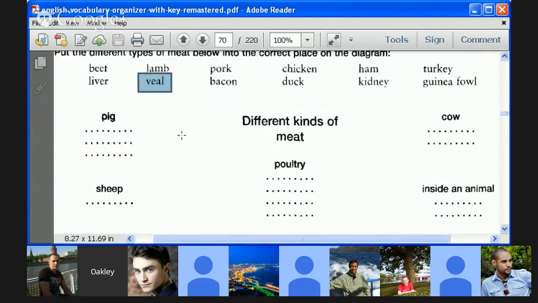Keiko, next one, veal. Where does veal belong, Keiko? Veal is the meat from little cows, calf. Yes, it is. Calf, right? Yes. Baby cows. Many people protest about eating veal. Do you eat veal?